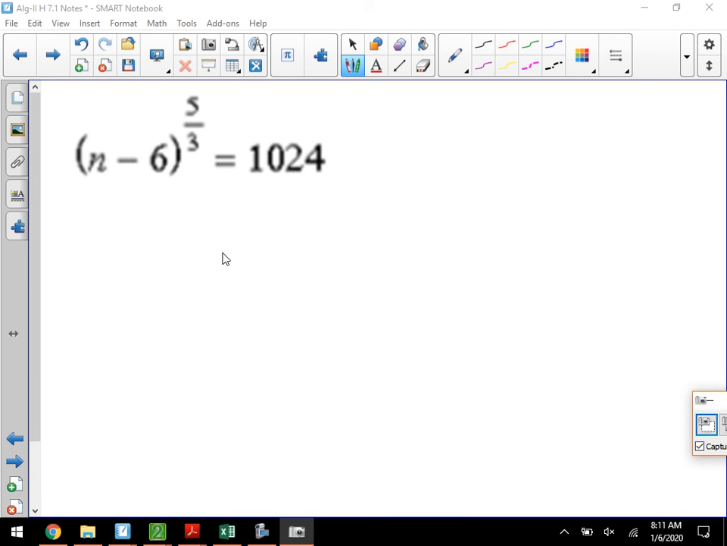Same idea here. So you have x minus 6, quantity to the 5/3, equals 1024. Right? What do you have to do to undo the exponent? To the 3/5. So x minus 6 can equal, well, the 5th root.